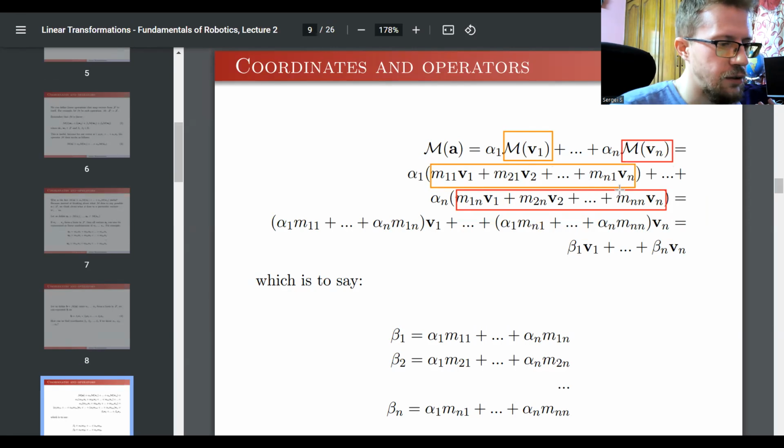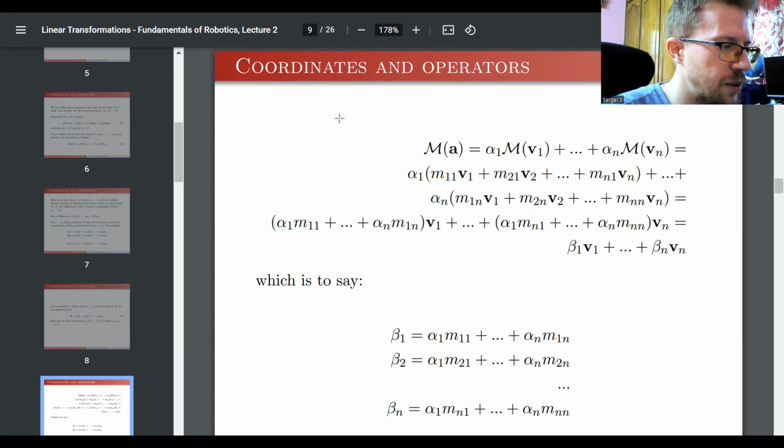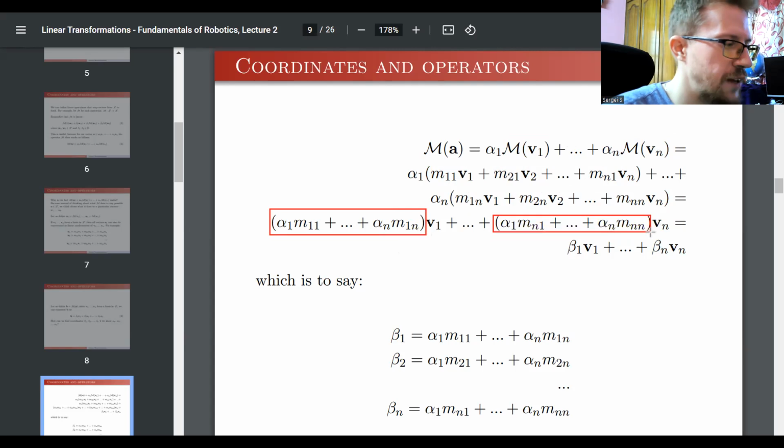So we know that operator M applied to V1 is U1, right? And we know that U1 is M11 V1, M21 V2, etc. So we can represent it this way. And opening the brackets, what we get is something like this. We have coefficients in front of V1, coefficients in front of V2, coefficients in front of Vn.